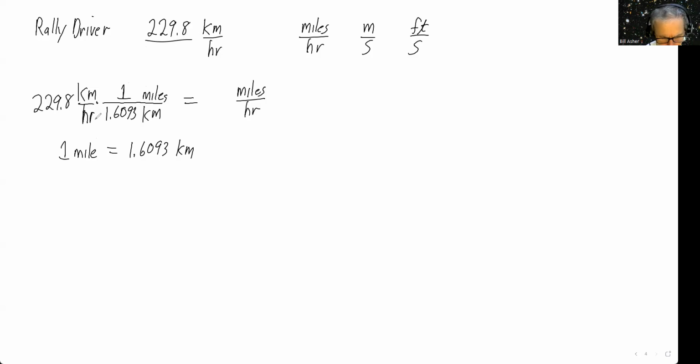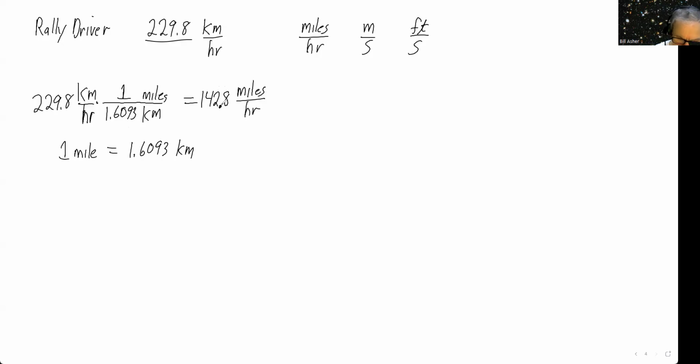So 229.8 kilometers per hour divided by 1.6093, so 229.8, 1.6093, and I come out with 142.8 miles per hour. Boy, that's very fast. I hope this driver wasn't on an open road.